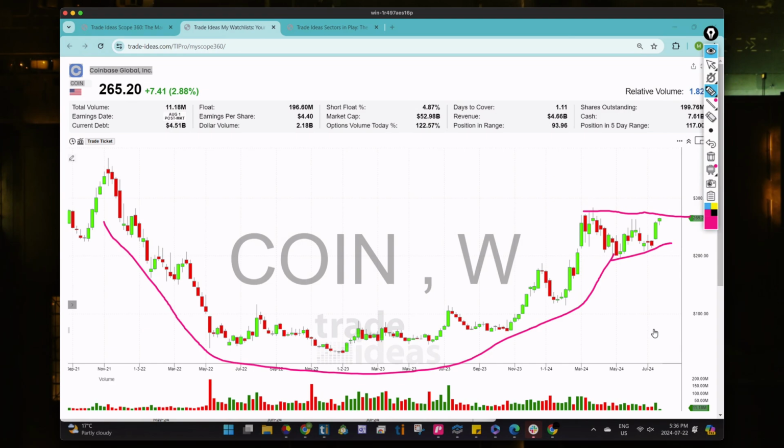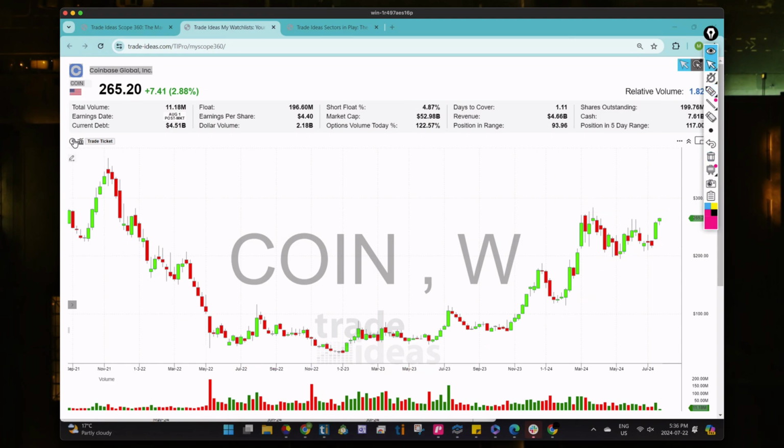So I'm very interested in this potential weekly cup and handle play, and I'm using this daily chart and the fact that it showed up on the algorithm this week to buy over last week's high with a stop right down here. That was the algorithm play.